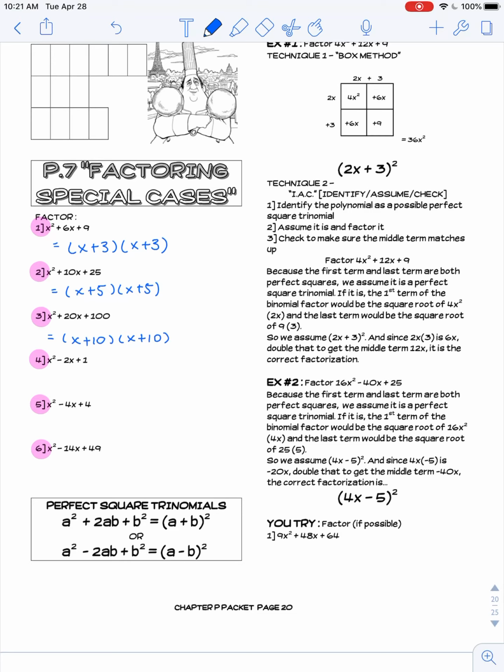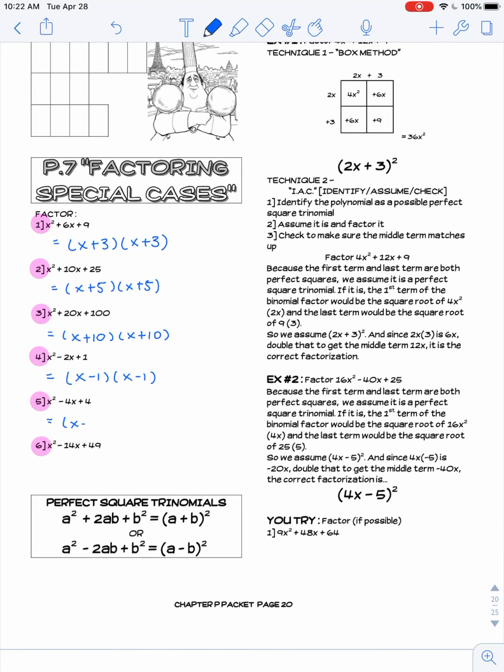Okay, number 4, x squared minus 2x plus 1. Two numbers that multiply to equal 1 and add to equal negative 2. That's negative 1 and negative 1. Number 5, x squared minus 4x plus 4. Two numbers that multiply to equal 4 and add to equal negative 4. Negative 2 and negative 2.